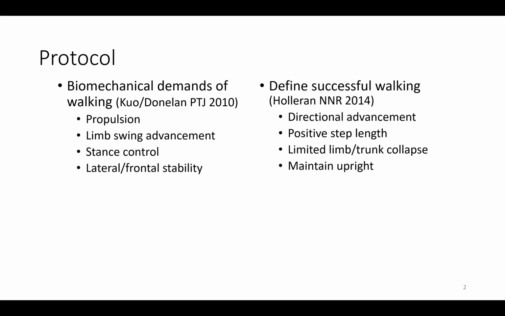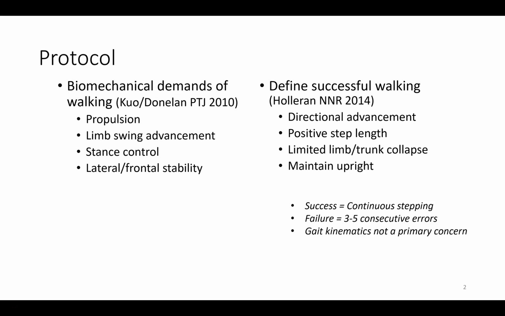So back in 2014, Holleran et al. delineated what criteria they were going to use in their research studies to define successful walking. So for propulsion, there needed to be directional advancement, meaning you couldn't step in place, you had to be moving in some direction. You had to have a positive step length for limb swing advancement, and this needed to happen on both limbs. You needed to have limited limb or trunk collapse, so you weren't falling down, you weren't buckling excessively, and you couldn't fall over.